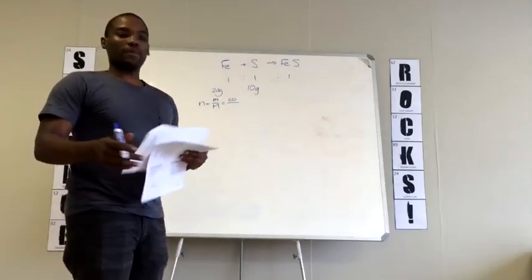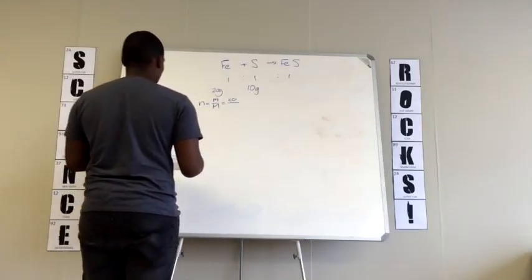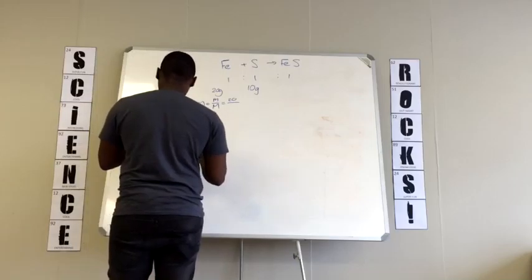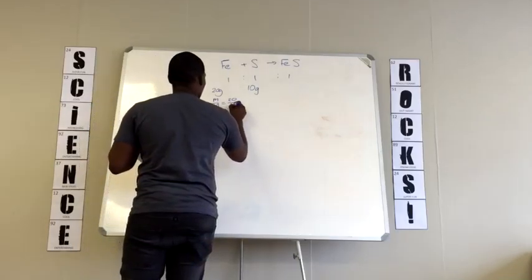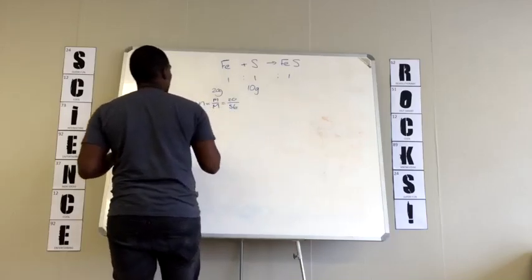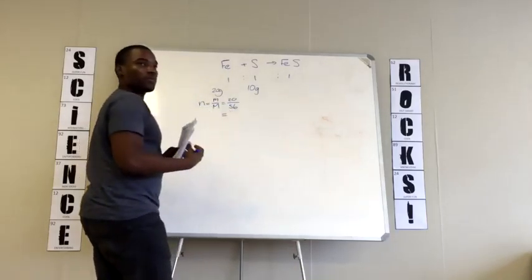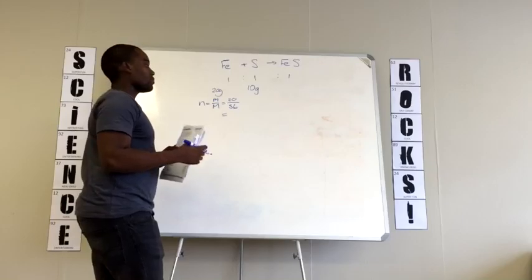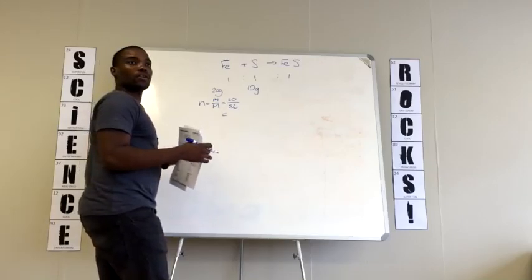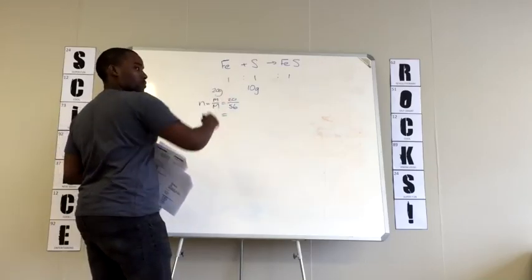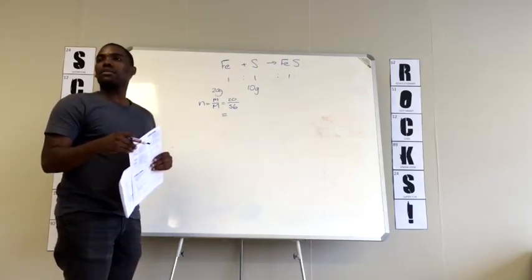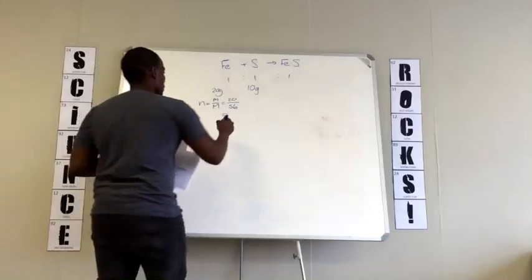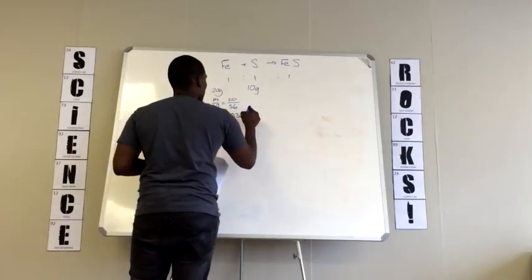Periodic tables are on your table. 56. Then we have 20 divided by 56, and what's that as a decimal? 0.36. Okay, got 0.36 moles of iron.